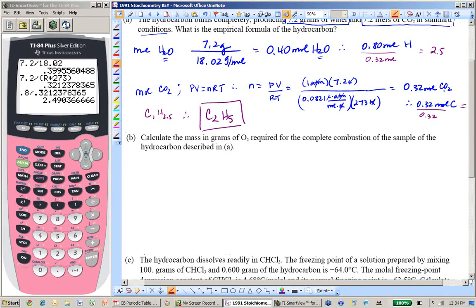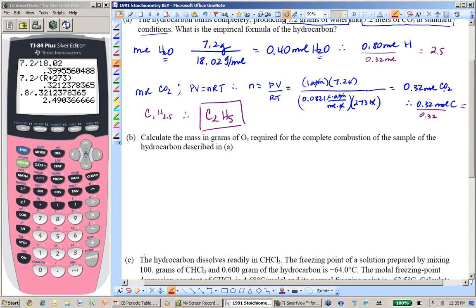All right. So now, calculate the mass in grams of oxygen required for the complete combustion of the sample of the hydrocarbon described in part A. So, mass of oxygen, complete combustion. All right. Let's do the stoichiometry. Let's just do it as an equation.